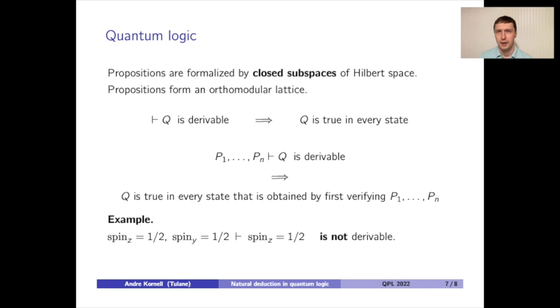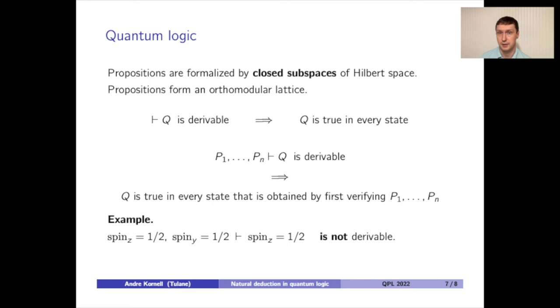In quantum logic, propositions are formalized by closed subspaces of Hilbert space. And of course, closed subspaces form an orthomodular lattice, which means that the sequent calculus that we saw a couple of slides ago is sound for quantum logic as well, essentially as a special case. So we have that if the sequent Q is derivable, then the proposition Q is true in every state of the quantum system.